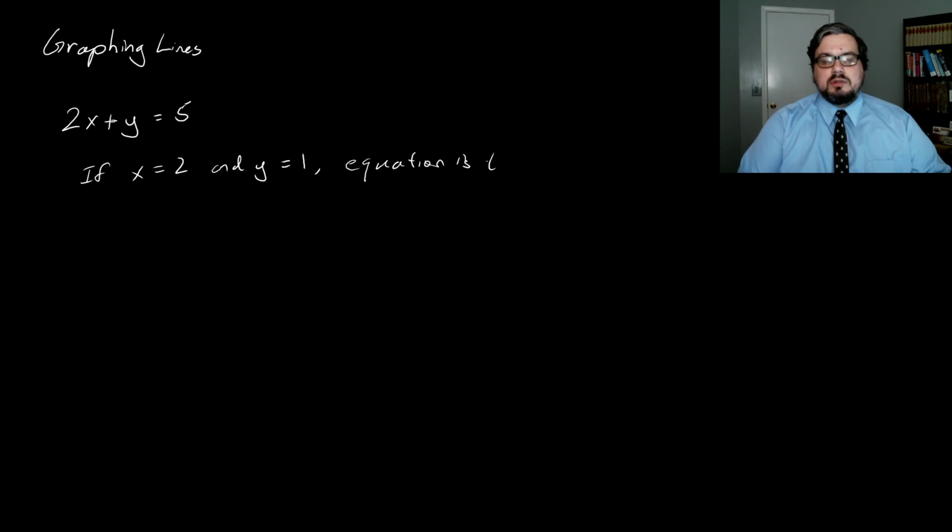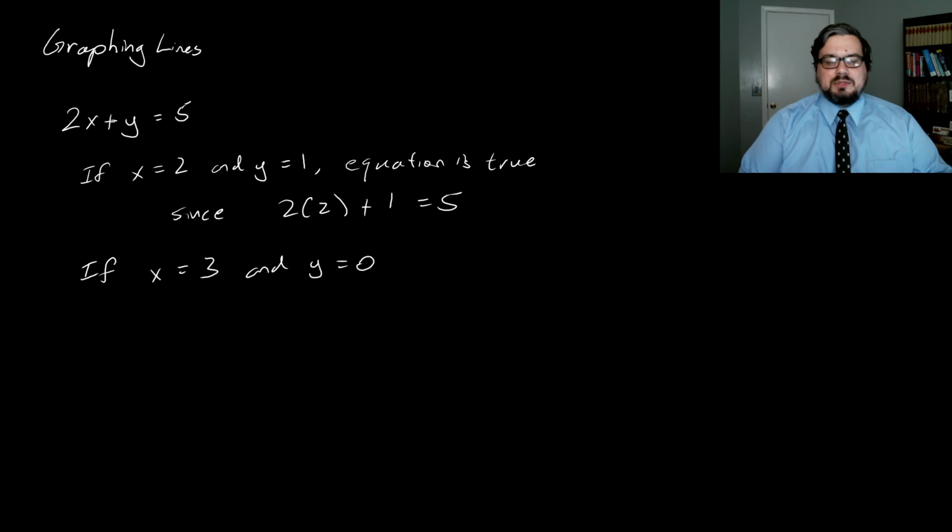since 2 times 2 plus 1 does in fact equal 5. On the other hand, if x is equal to 3 and y is equal to 0, the equation is false, since 2 times 3 plus 0 does not equal 5.